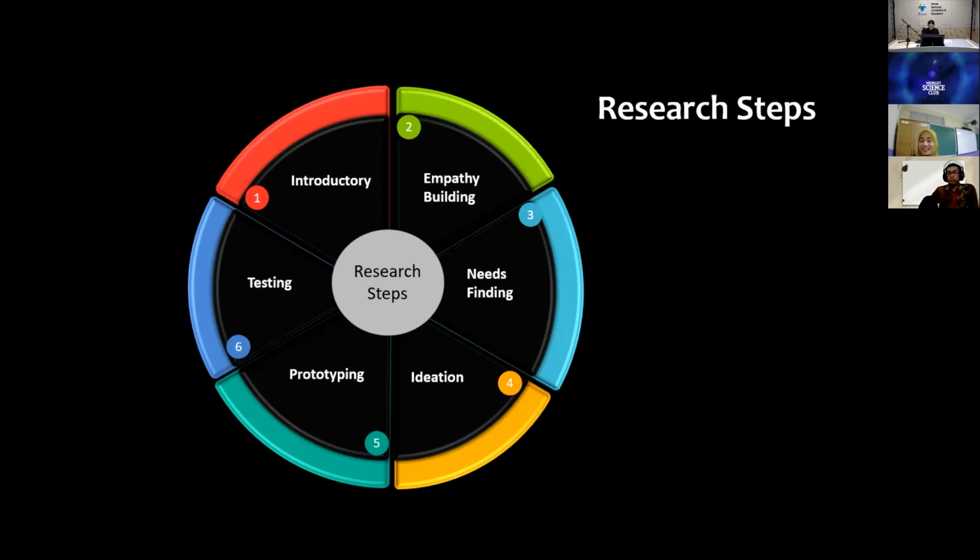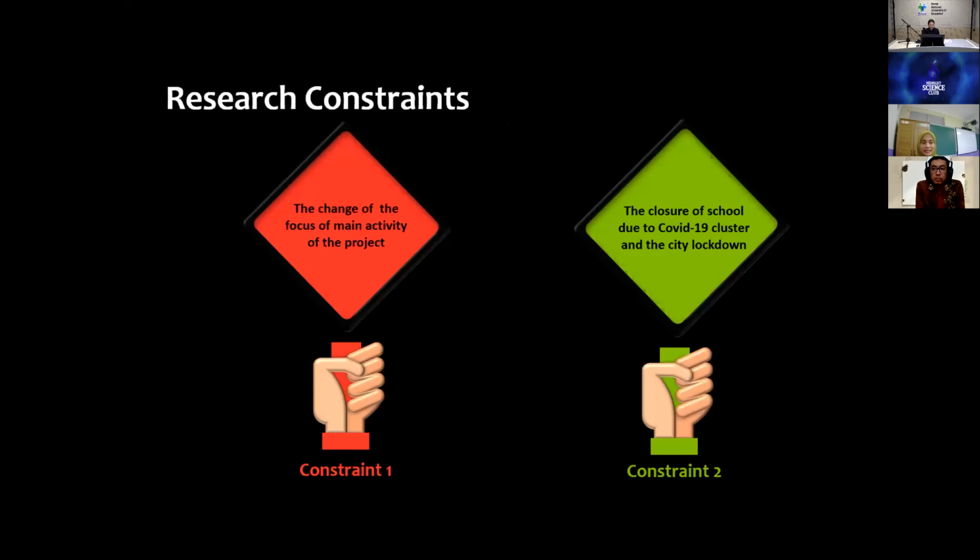The invited architects are also allowed to revise their work based on the feedback they get. However, unfortunately, there are some challenges that mean this project cannot be conducted within the timeline that was planned before. That is also because this project doesn't have results yet. The first constraint is the change of focus on the main activity of the project.